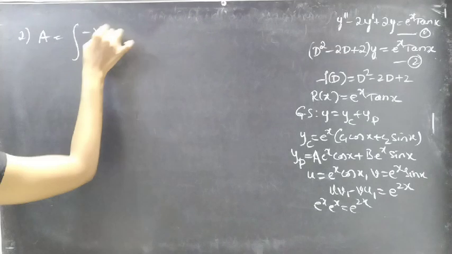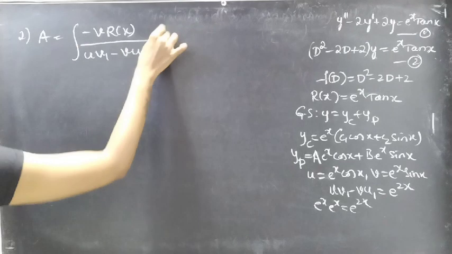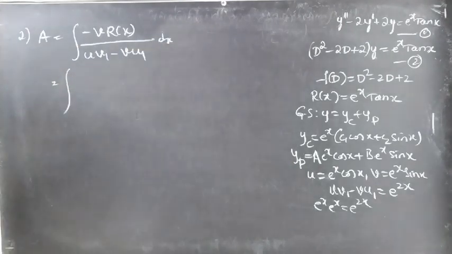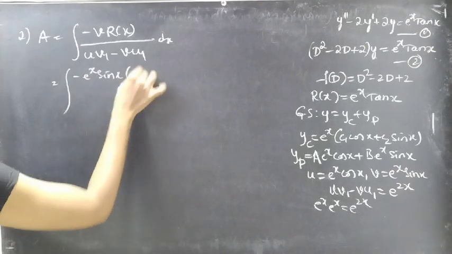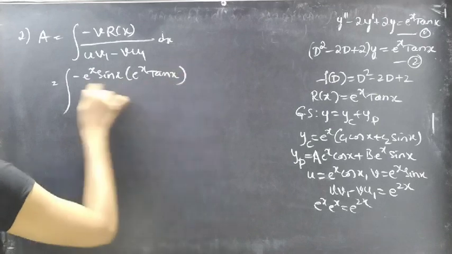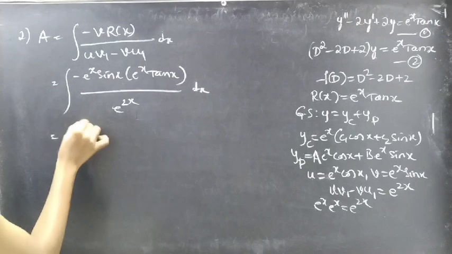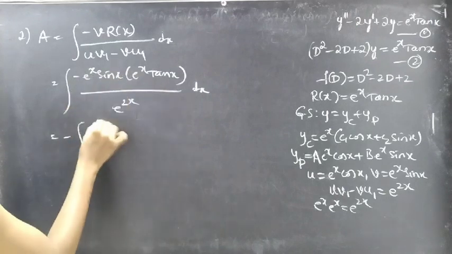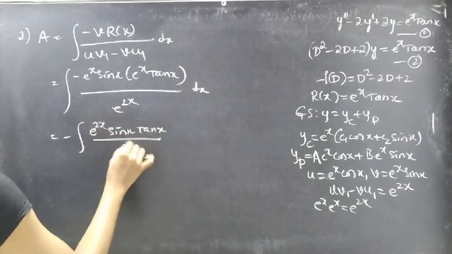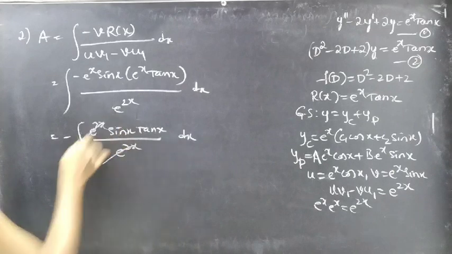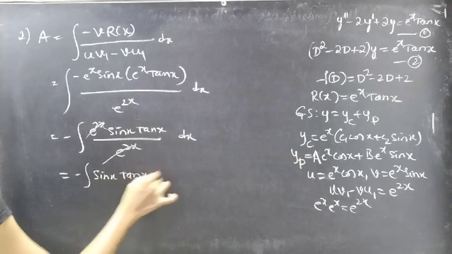Coming to a, it is given by integral of minus v times r of x by uv1 minus v1 into dx. Here v is e power x sin x, r of x is e power x tan x, and uv1 minus v1 is e power 2x. This gives us minus integral e power x into e power x, which is e power 2x, sin x tan x by e power 2x into dx. Here e power 2x gets cancelled, which gives minus integral sin x into tan x dx.